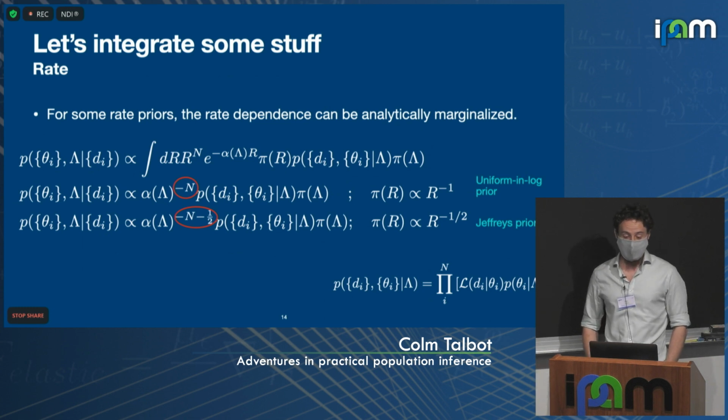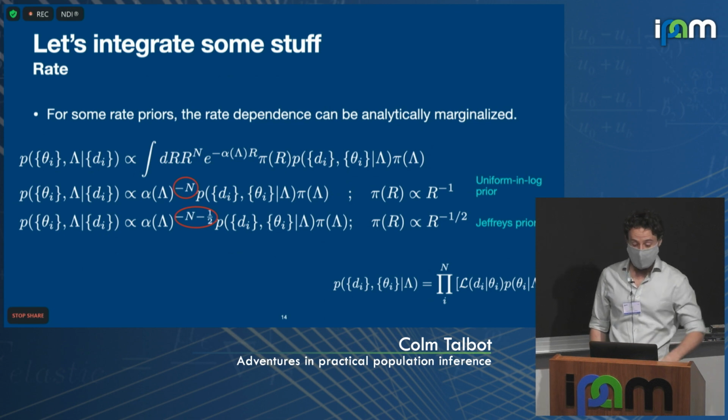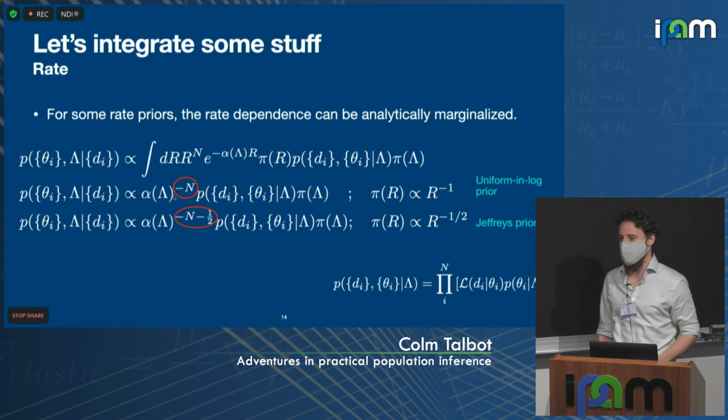We can bring back this analytical integral we saw before, where you have this rate to the n that we had on a couple of slides previously, e to the minus alpha r, which turns out to be essentially the same integral I wrote 3 slides ago. And then you can apply some prior on the rate. One that we use a lot is a uniform in log prior. The reason we do this is it just happens to give us a factor of alpha to the minus n, which is really convenient because then you have n events and you have n factors of the selection function. So they seem to match up really well.